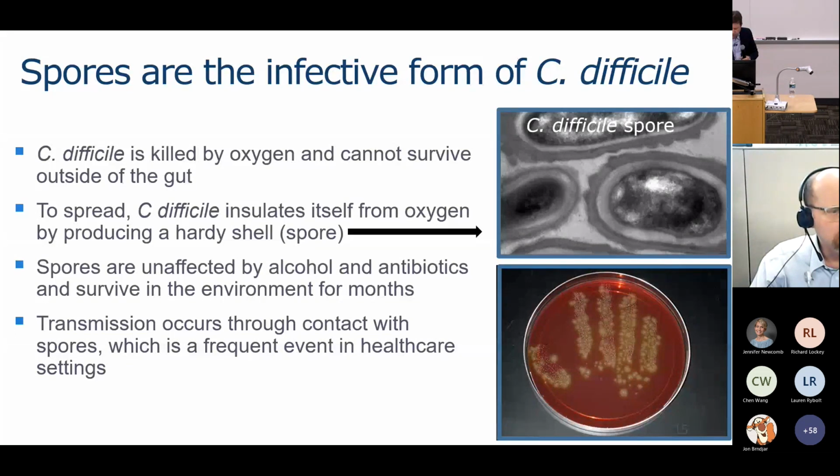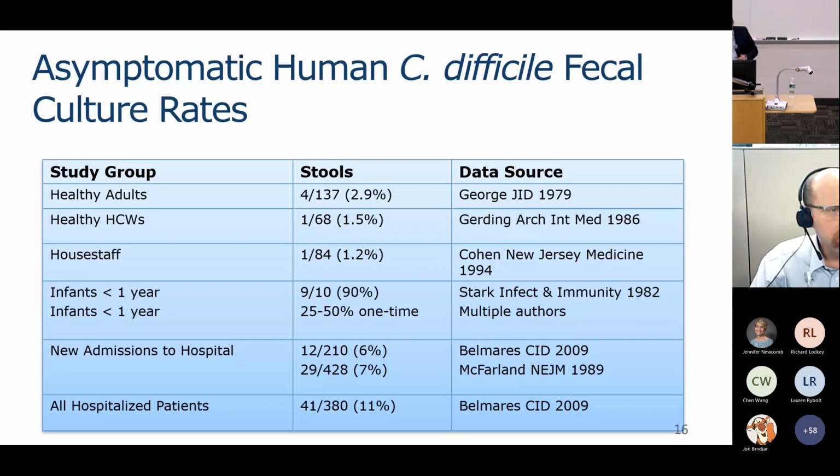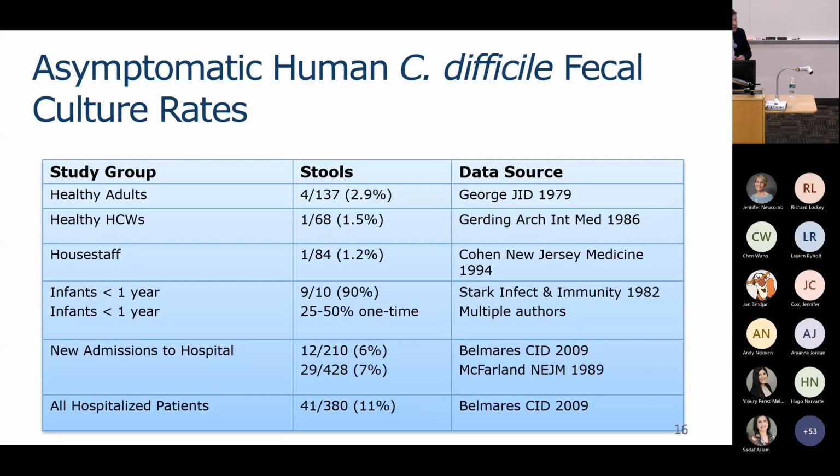And that's really interesting with C. diff. Now, as I mentioned earlier, most people don't carry C. diff, and the rate of carriage is really, really low. Interestingly, infants are very likely to carry C. diff, but extremely unlikely to get sick of C. diff.